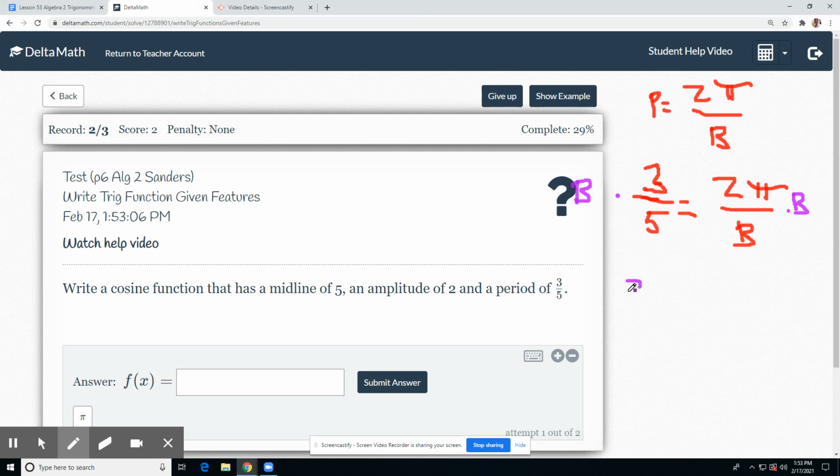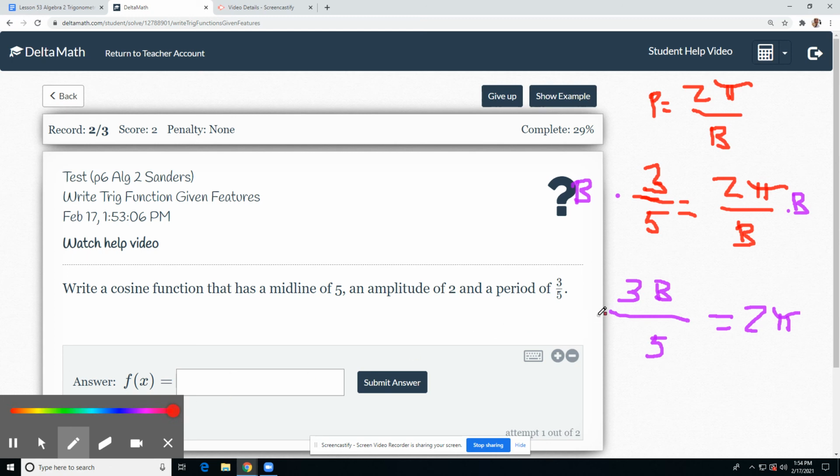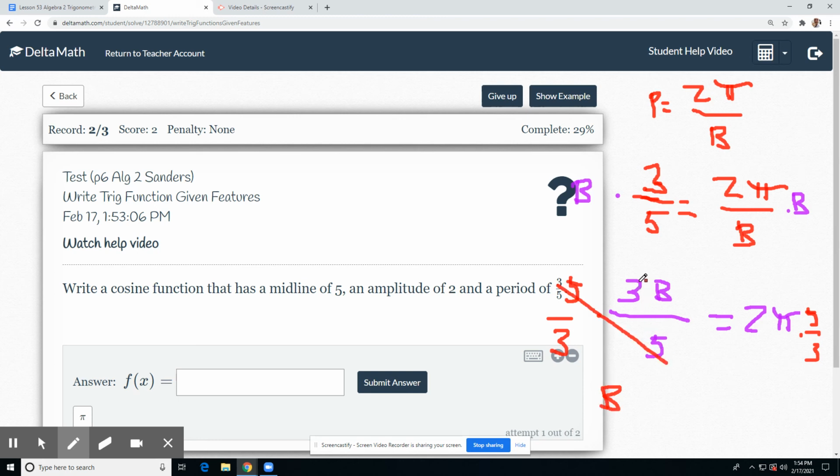And now I got 3B. We always multiply numbers to the top over 5 equals 2 pi. And we multiply by the reciprocal. So times 5 over 3. You can do it in steps if you want, but do it to both sides. So 5's cancel, 3's cancel. You're left with B equals 2 times 5 is 10 pi over 3. And that would be the B that we would put in. Okay. And then we'd do everything else the same.